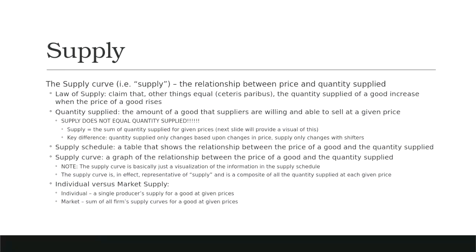Supply is the composite, the sum of the quantity supplied for given prices. And the key difference is the quantity supplied only changes based upon changes in price. Supply only changes with shifters. Now, why am I emphasizing all of this again?